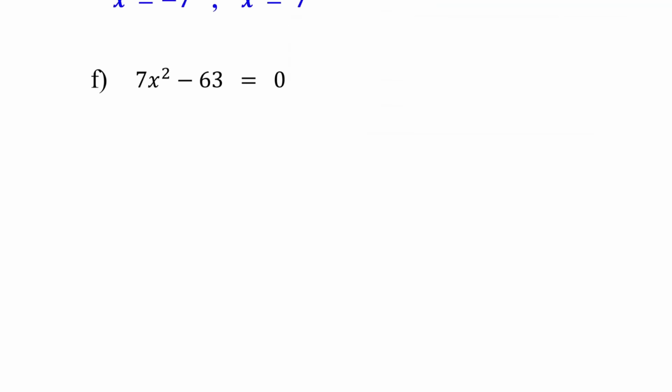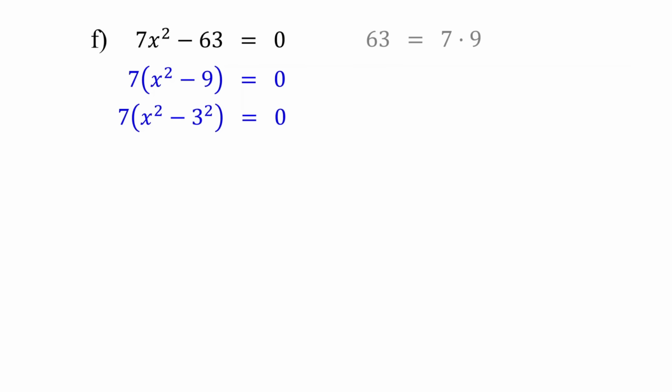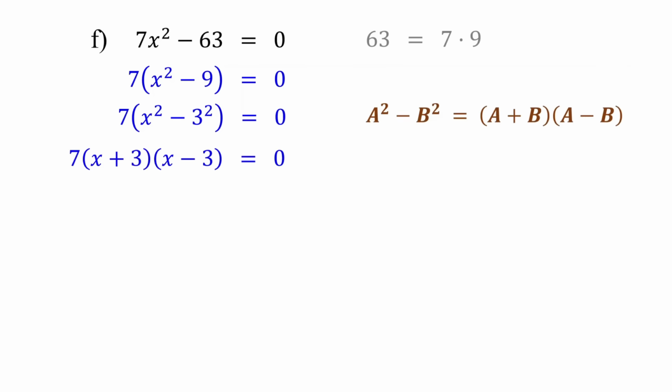In the next example, the constant term is not a perfect square, which might make it seem difficult to apply the difference of two squares formula. However, since 7 is a factor of 63, we can factor it out, making the constant term a perfect square. In fact, a general tip when solving quadratic equations with a leading coefficient different from 1 is to begin by factoring out the greatest common factor. This simplifies the factoring process.